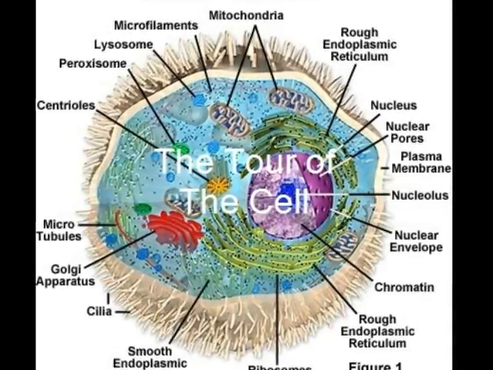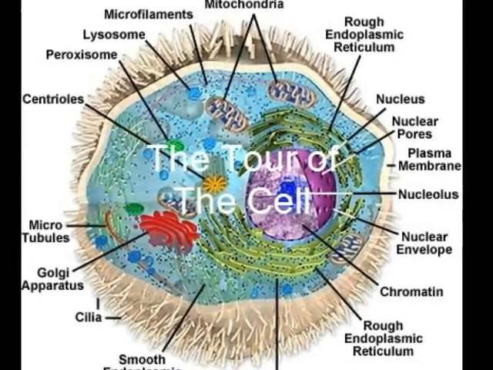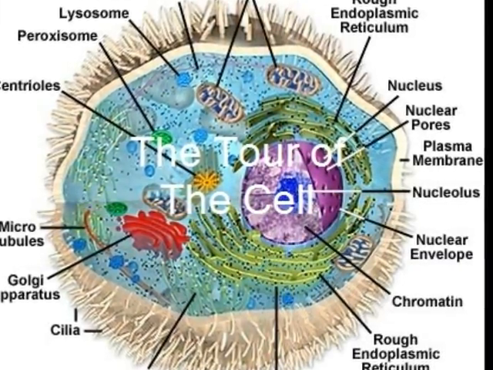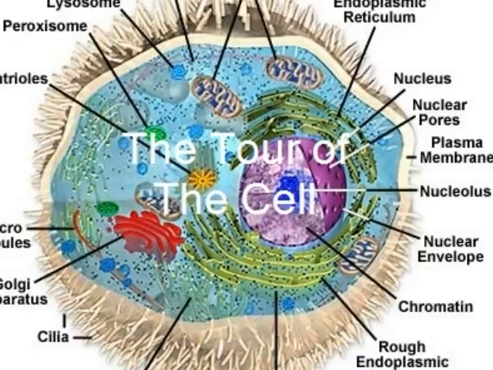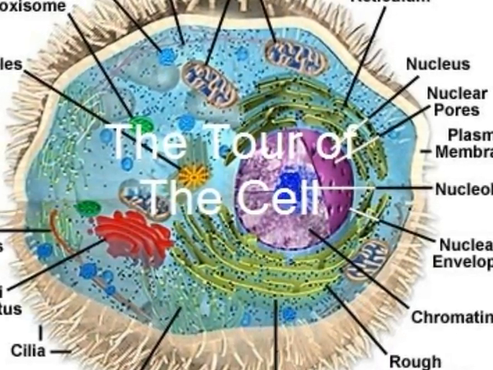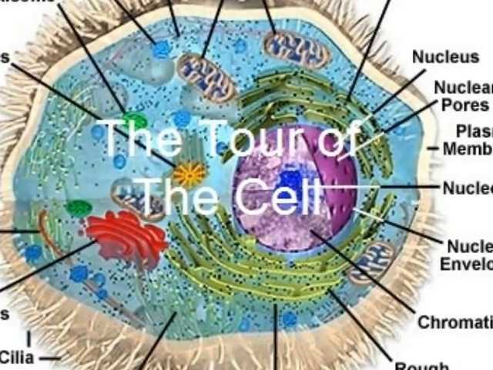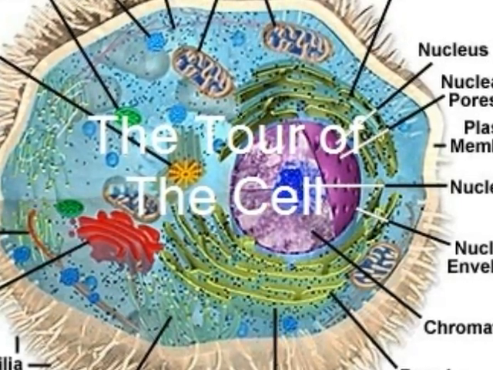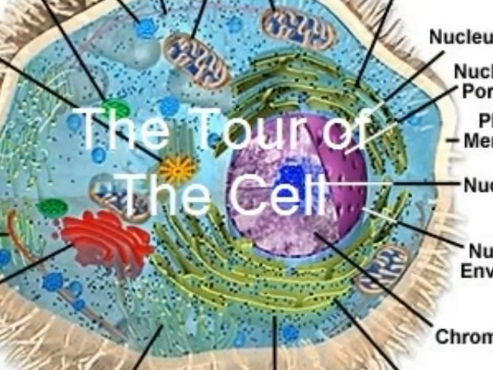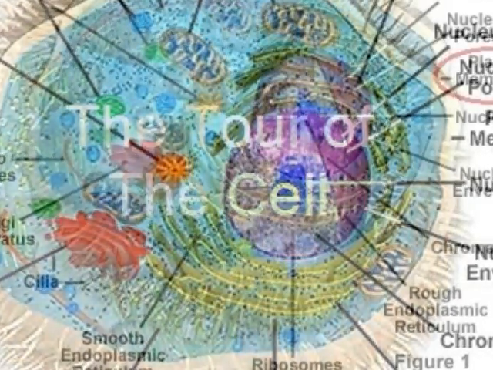Welcome to the tour of the cell. Today, we will be exploring the cell and examining each of the organelles. I will name several parts you don't know, but don't worry, I will explain each of them. We will be looking at an animal cell. Some organelles are found only in the animal cell, and some organelles are only found in the plant cell.